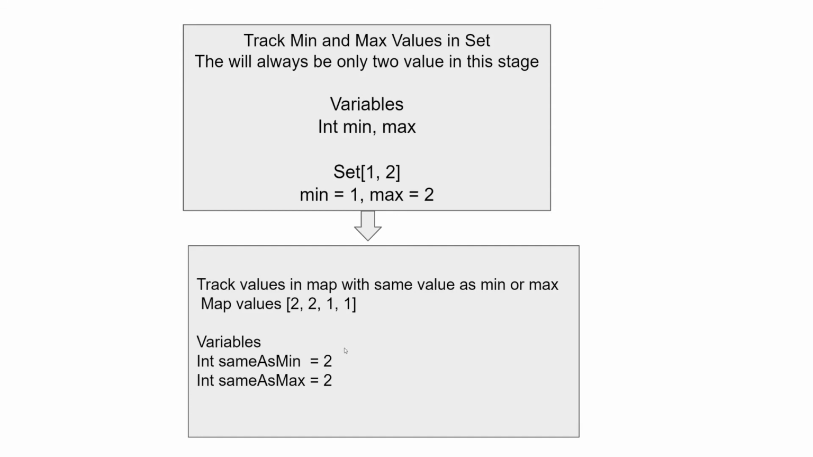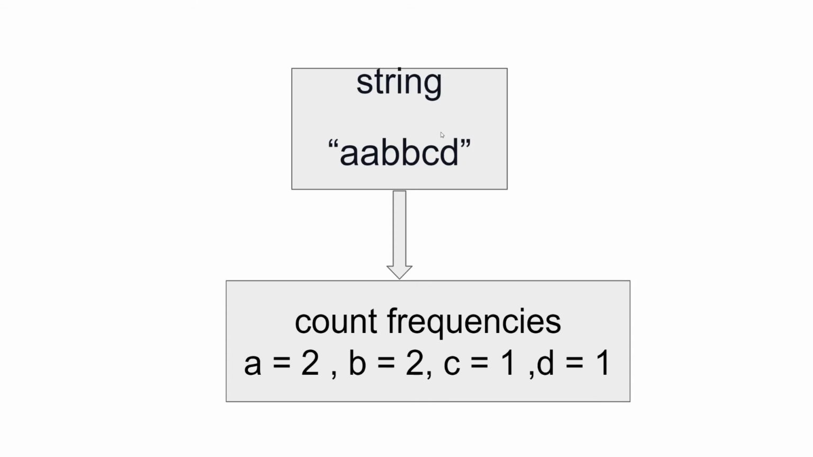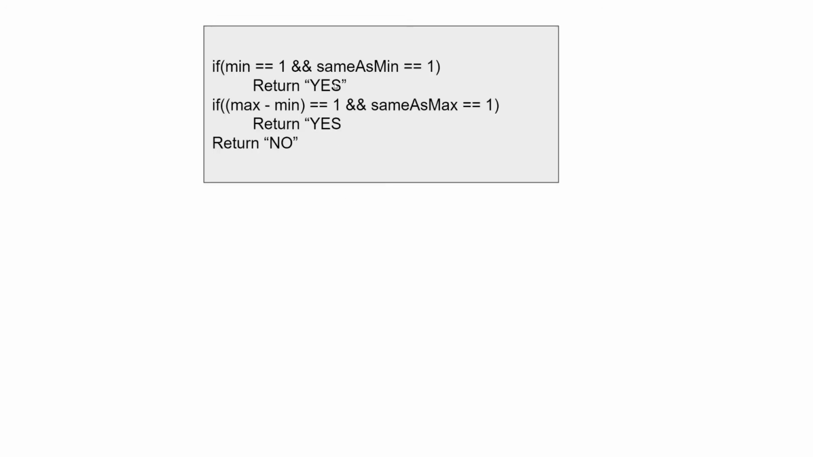All right. So we go down here and now we need to do some checks. We're going to say that if our min is equal to 1 and the same as min is equal to 1, we know that we can only delete one character here. For this to pass, we can only have 1 as our min. However, we have C and D, which makes the same as min 2. So we check, is the min equal to 1? Well, the min is equal to 1. However, the same as min is equal to 2. So we're going to skip this if statement.